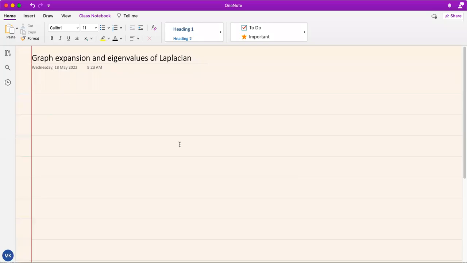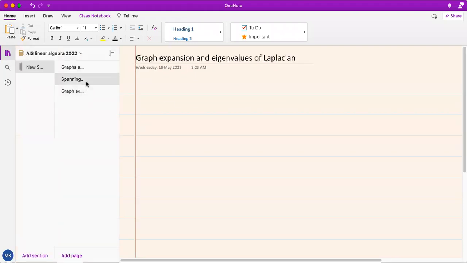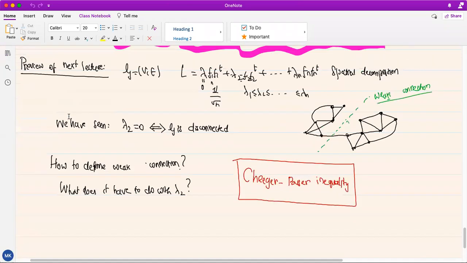Last time, I mentioned this is related to graph expansion and eigenvalues of the Laplacian. So let me just recall what I said at the very end of the last lecture.